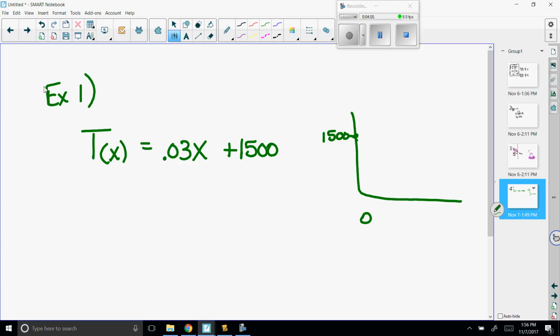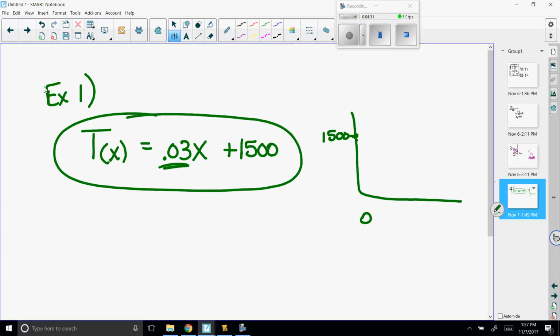What they asked me to do was to express her total salary, T of X, in terms of X. Have I done that? Yes. And I don't care if you put the 1,500 plus 0.03X. I don't care which way you write that. I just tried to write it in the form of y equals mx plus b. Here's your slope right there. So we have the equation, but they asked me to do something else.